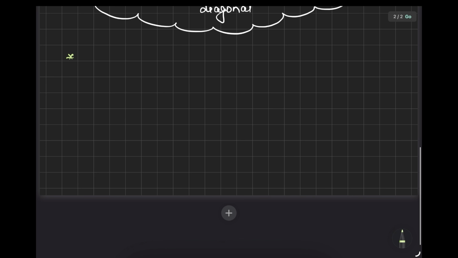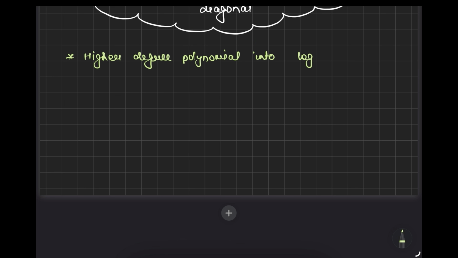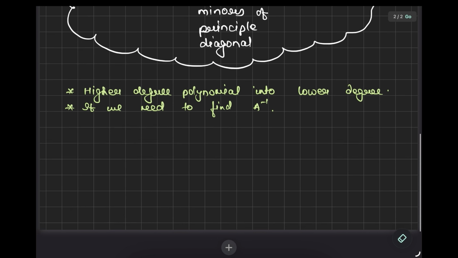Means higher degree polynomial into lower degree. And if we need to find A inverse, then also you can use the characteristic equation.